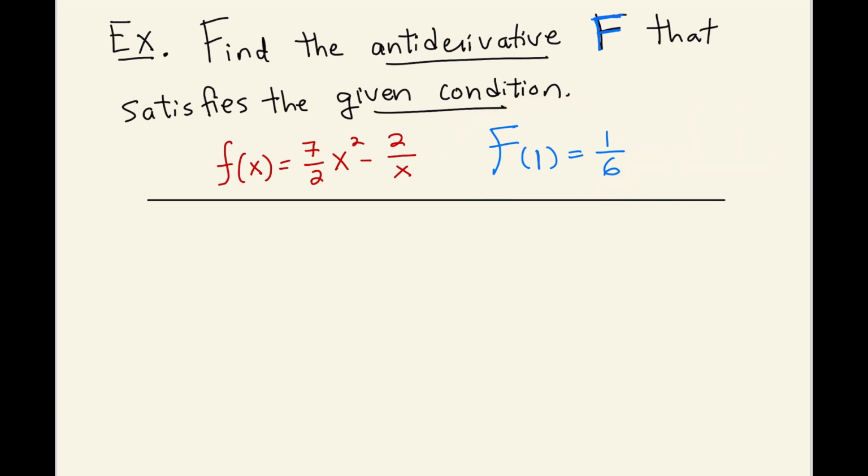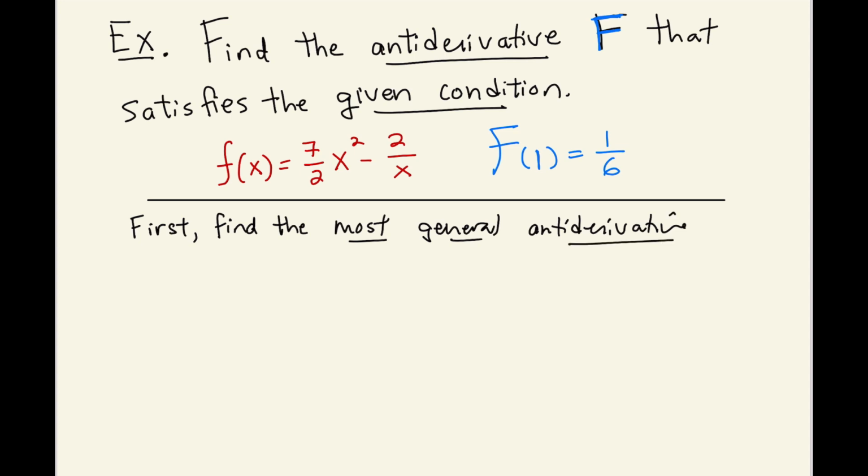Okay, so let's start this process. So the first thing I'm going to do is do exactly what we did before, which is just first find the most general antiderivative. Okay, and in this case, remember, that's just the one with the plus c. So same process we did before, so let's start there.